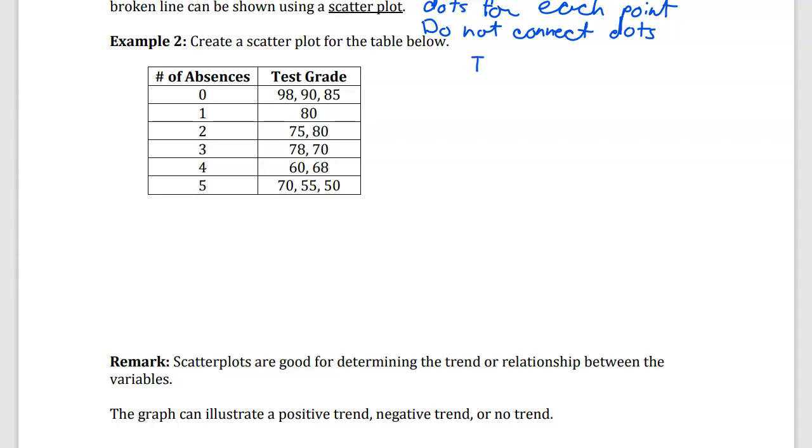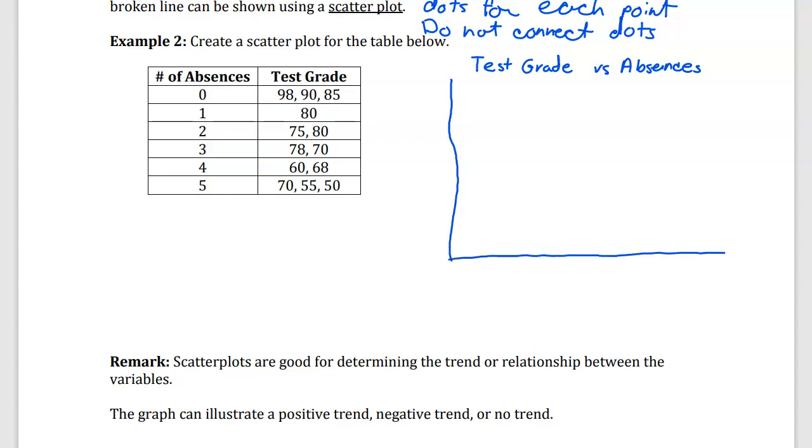So I'm going to say test grade versus absences as the title. And when we do this, this is our X and this is our Y. Many of us have drawn graphs over the years, maybe in an algebra class or something like this. Think of these as ordered pairs, this being your X value, this being your Y value.